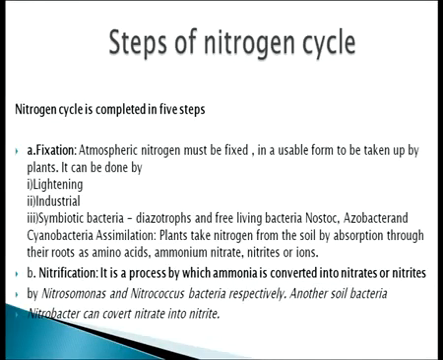The first step in the nitrogen cycle is fixation. The atmospheric nitrogen must be fixed in a usable form to be taken up by the plants. It can be done by lightning, by industrial processes, or by symbiotic bacteria. The second step is nitrification. It is the process by which ammonia is converted into nitrites and nitrates by a large number of bacteria.